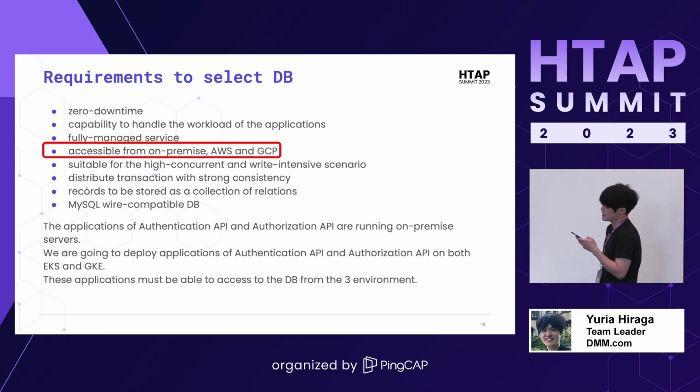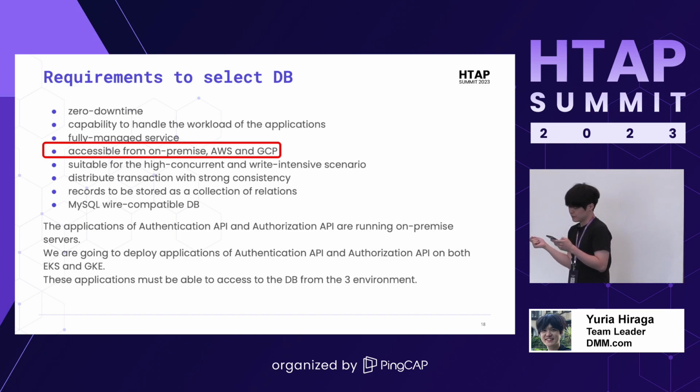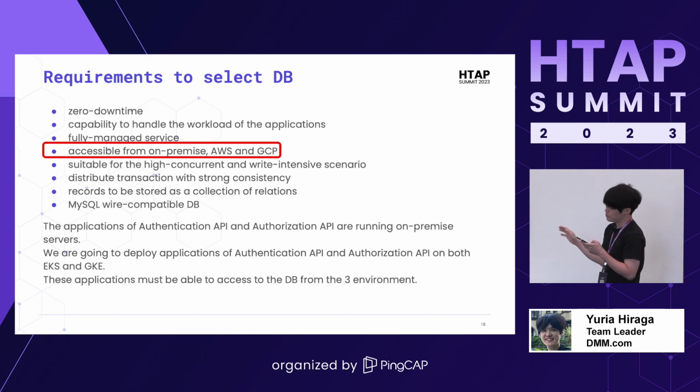Fourth one is accessible from on-premise, AWS, and GCP. The applications of authentication API and authorization API are running on on-premises servers. We are going to deploy applications of authentication API and authorization API on both EKS and GKE. These applications must be able to access the database from the three environments: on-premises, AWS, and GCP.